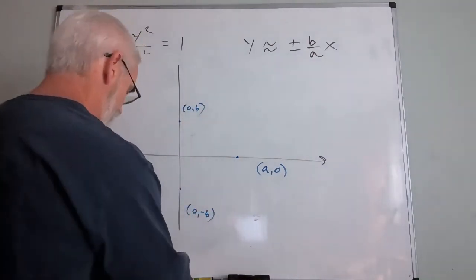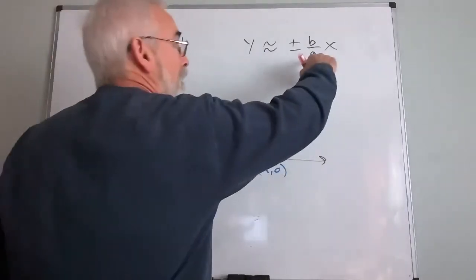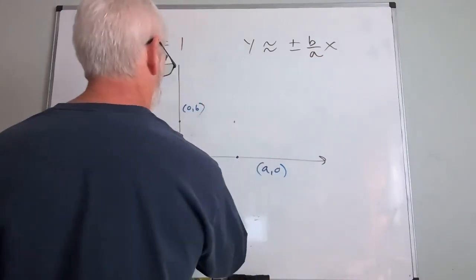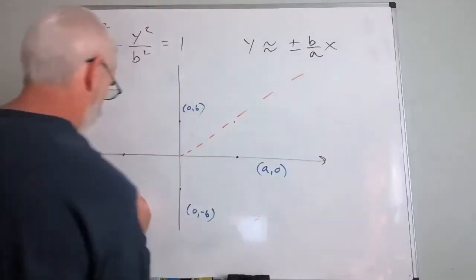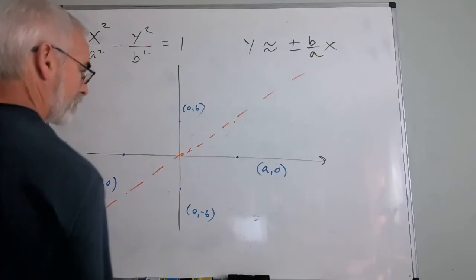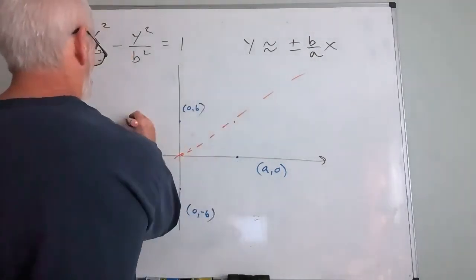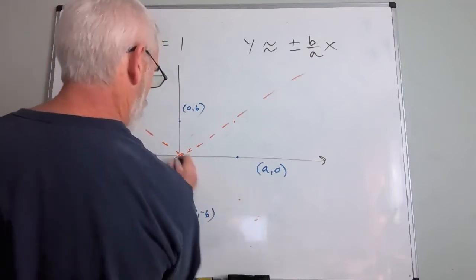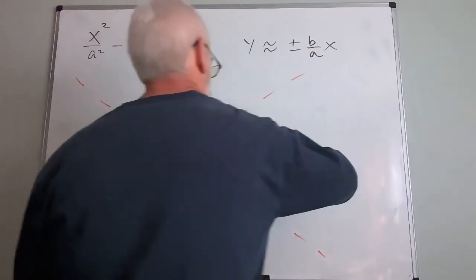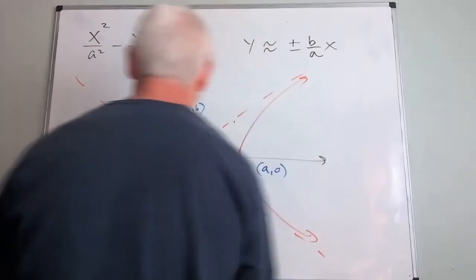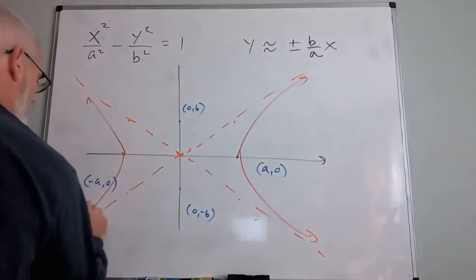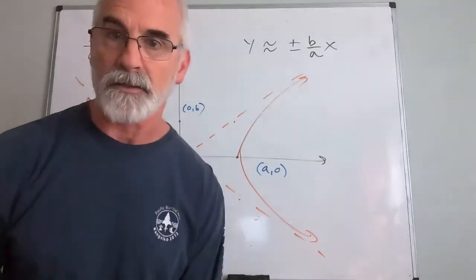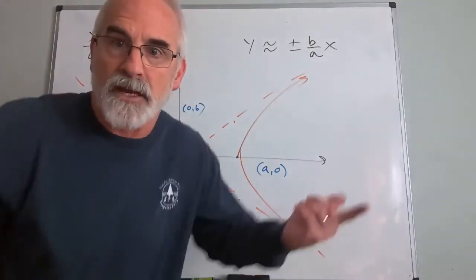So that means the line with slope b over a, up b over a, is going to pass through that point. And then the negative would be right here and right here. And I've drawn a graph more accurate than the best graphing calculator on planet Earth can do, and I didn't plot any points. This is how you graph a hyperbola.